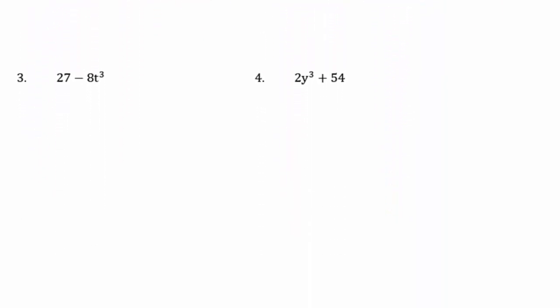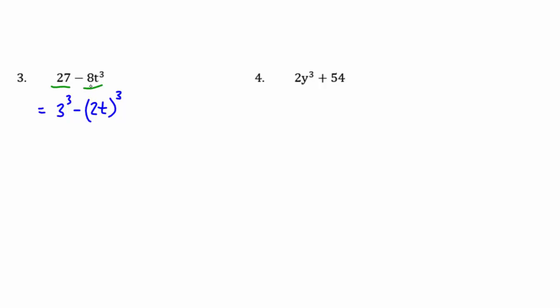You can pause the tape if you want, try these on your own, or if not, we can work on these together. Our next one here, this is a binomial, two terms. Again, first look for the GCF. I see 27 is 3 times 3 times 3. 3 does not go into 8, so it can't be broken down anymore. But what I see, I don't know if you see this also, 27 is 3 cubed, and 8t cubed is, let's see, 2 cubed is 8, and t cubed is t cubed, so it's going to be this quantity cubed.